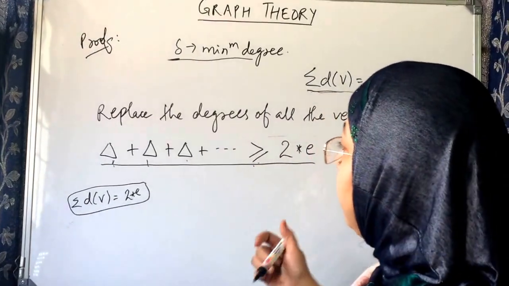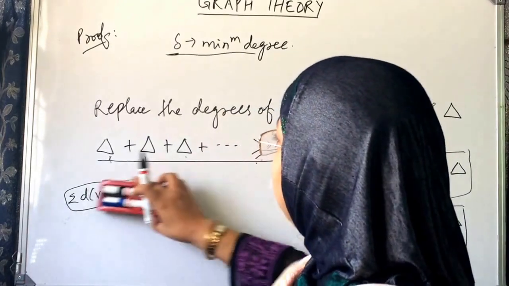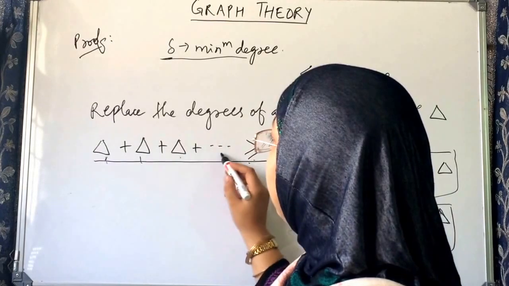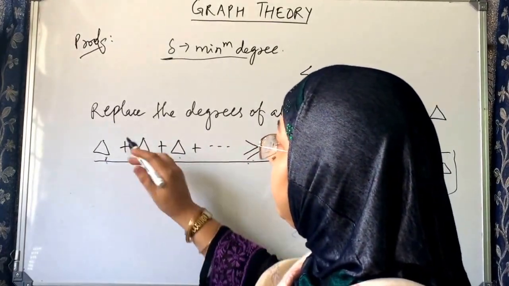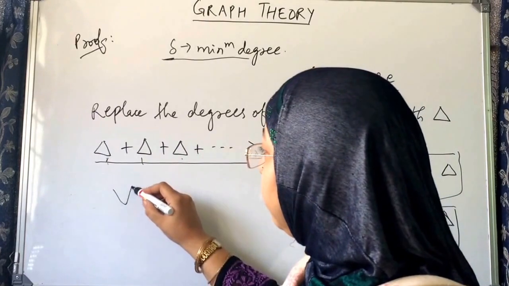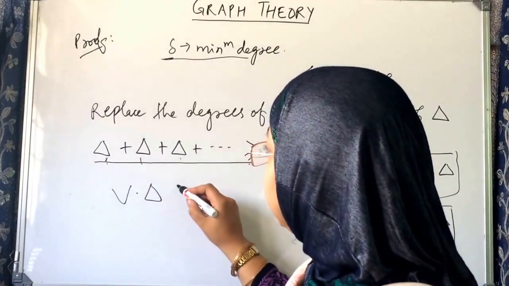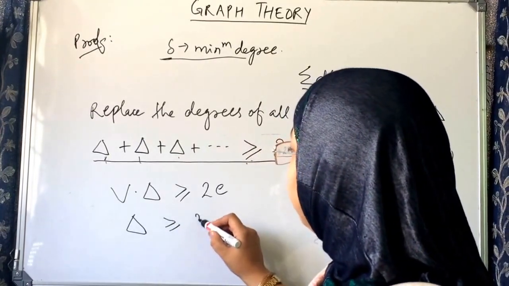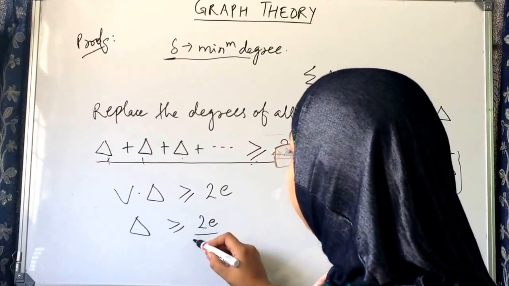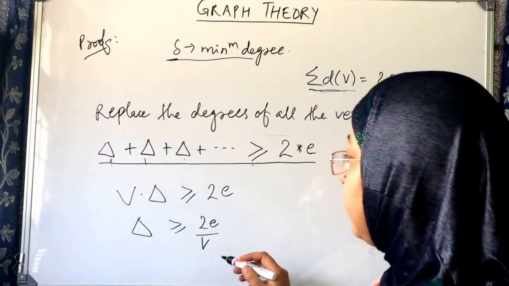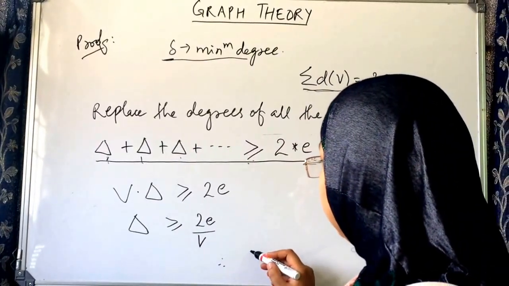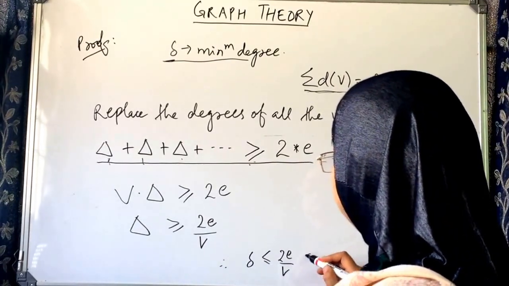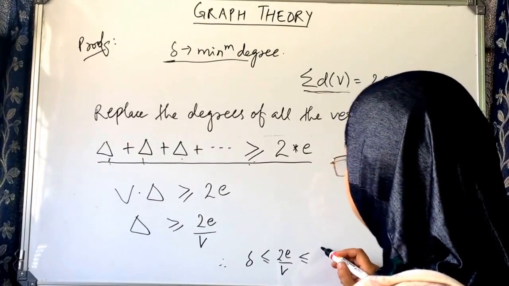So now we'll see what we can write here, how many delta there are. Since there are V vertices, V delta is greater than or equal to twice E. So delta will be greater than or equal to twice E by V. Therefore we can write that del is less than or equal to twice E by V, which is less than or equal to delta.